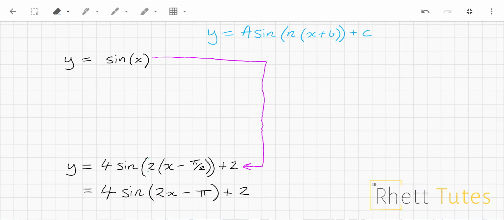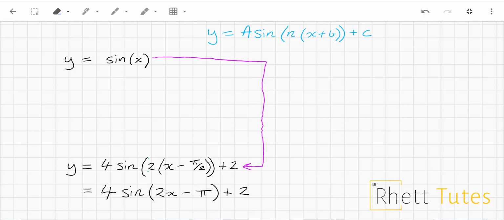Hey guys, Rhett here. The example I have today is the transformation of a sine graph. So I've just noted up here at the top in blue the generalized transformations for a sine graph. y is equal to a sine of (nx + b) plus c.